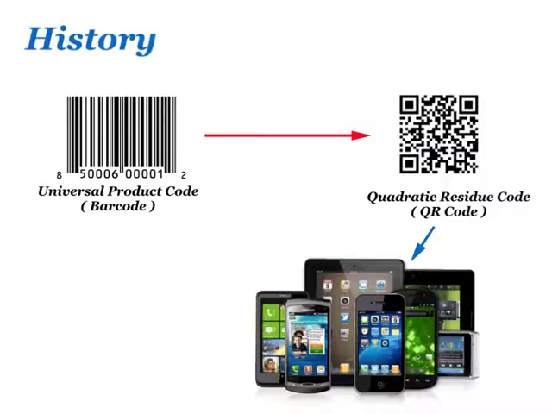Okay, so I'm going to start by giving you a little history of QR codes. Basically, they originate back from the Universal Product Code, or as we know it, the barcode. And it's still used today as a point of sale in many countries when you're buying items. However, we now use quadratic residue codes, or as we know it, QR codes. And the great feature using QR codes is they can hold much more data.